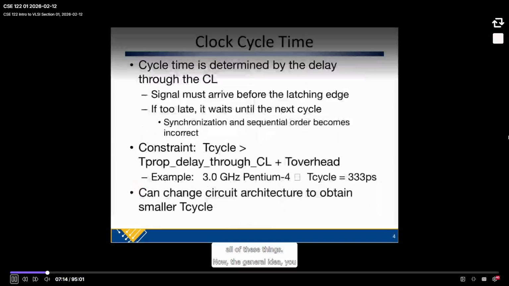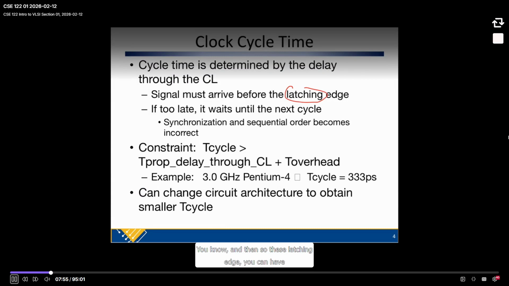Now, the general idea, starting from a mile high, and most of this should be review, is that the cycle time is determined by the delay through the combinational logic, CL. Your signals have to get to whatever is going to capture them before the clock edge. I also kind of interchange latching edge, flip-flop, or latch. We know flip-flops are edge-triggered devices, latches are level-sensitive. Very few people use level-sensitive in designs. You can do static timing on those as well, but we're going to mostly talk about this in the context of flip-flops, because that's the simplest to understand.